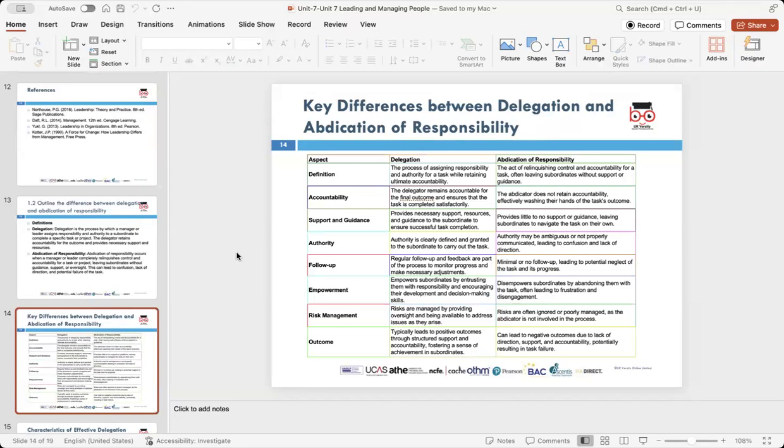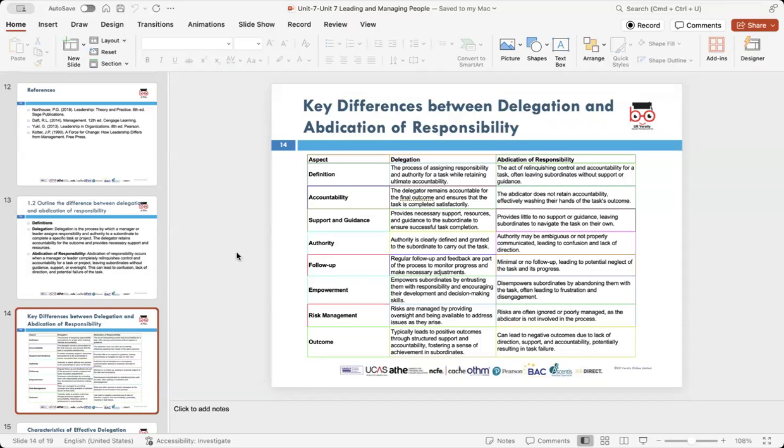Key differences between delegation and abdication. So there are clear differences between delegation and abdication. In delegation, the manager assigns a task but stays accountable for the result, providing the necessary support and guidance. The authority to carry out the task is clearly defined, and the manager follows up regularly to check progress and give feedback. Delegation empowers the employees and increases their confidence and decision making skills.